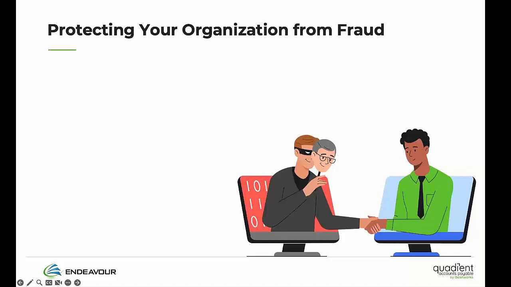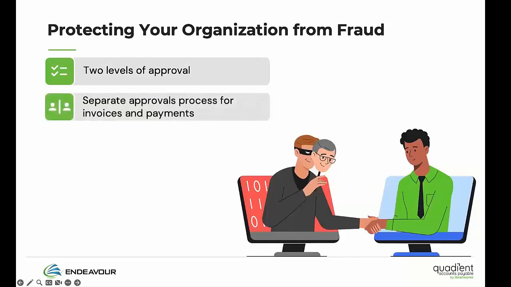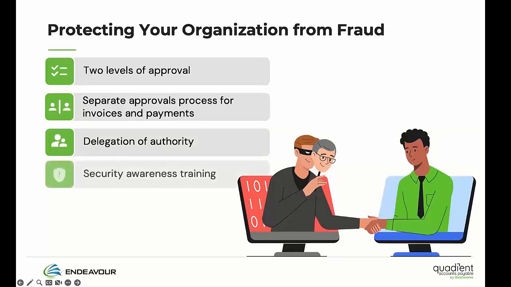So now, how can you mitigate the risk? So firstly, we recommend to have at least 2 levels of approval. Next, by separating roles for approvals and payments, you can reduce your chances for funds to be rerouted or otherwise misappropriated. Thirdly, we have delegation of authority, and this applies primarily to determining who should have the authority for specified spending limits within certain categories of expenditure.